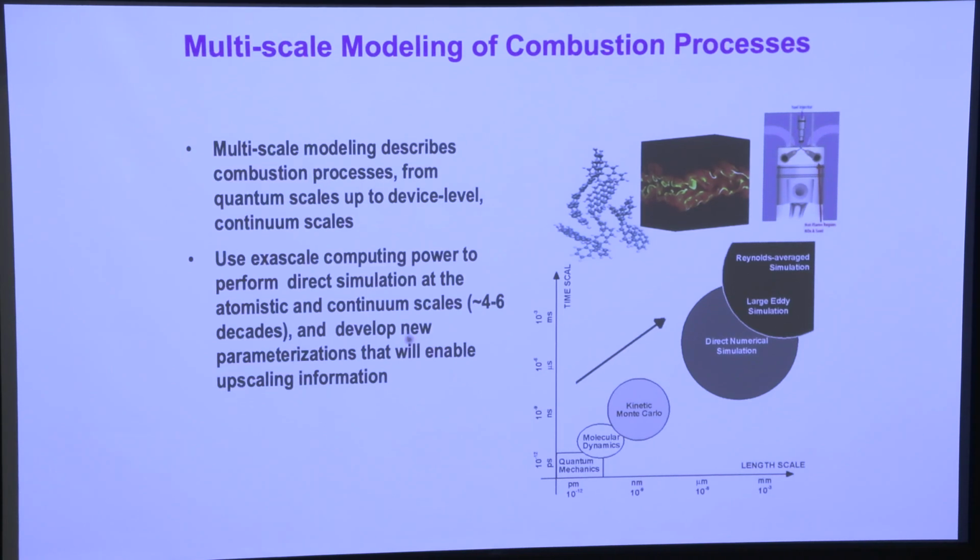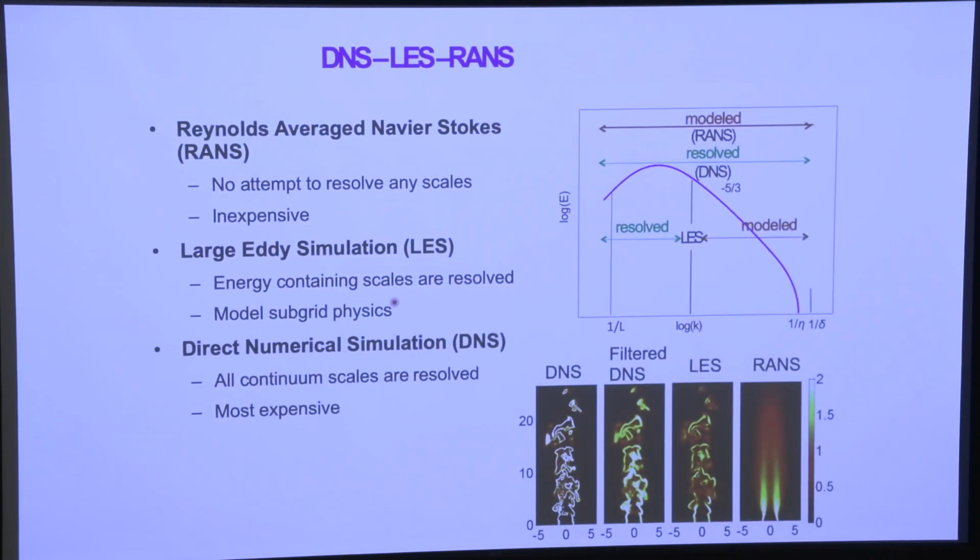So what I've been doing is using exascale computing power to perform DNS at the continuum scales. Maybe now with 10 to the 18 floating point operations per second, you can resolve a moving window of about 4 to 6 decades of scales. Place your window anywhere you want along there, and then you try to develop parameterizations that will help upscale that information to coarse-grained CFD calculations. So now I'm going to focus on some of the DNS and LES, RANS ideas. And so with RANS, Reynolds average Navier-Stokes, we don't try to resolve any of the scales.